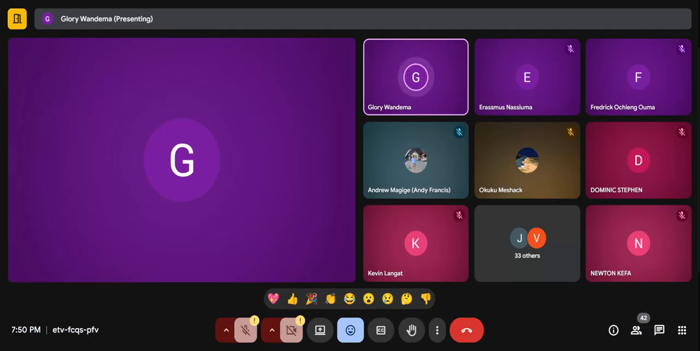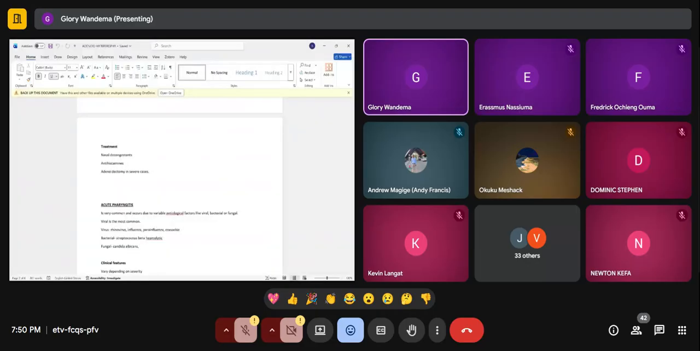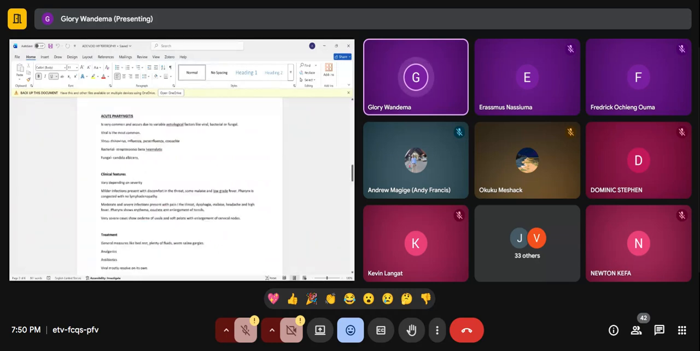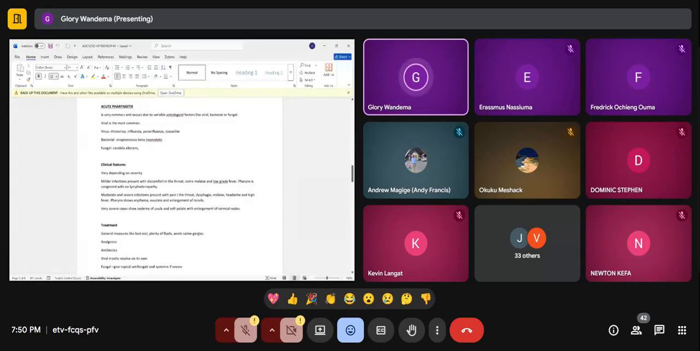So next we will do pharyngitis. We do pharyngitis, then we do tonsillitis. The only difference between pharyngitis and tonsillitis, remember in pharyngitis, it is the mucous membrane that is involved. In tonsillitis, it is the tonsils that are inflamed, and the mucous membrane around the oropharynx is not inflamed.